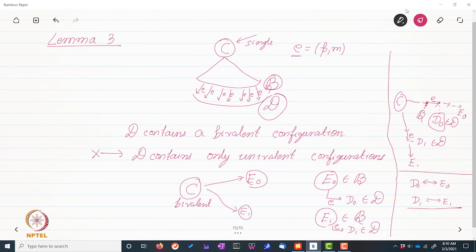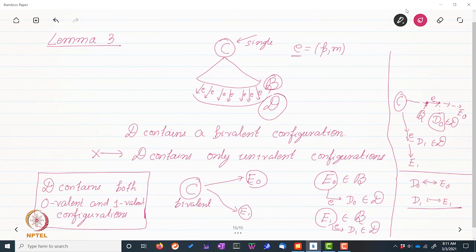Which is fine, but then what is the key conclusion? Why did we do all of this? This is the last piece of real estate that I will use on this slide. The reason that we did all of this is to prove something very simple. What we proved is that D contains both 0 valent and 1 valent configurations. That is what we were able to prove, that the set D contains both 0 valent as well as 1 valent configurations.